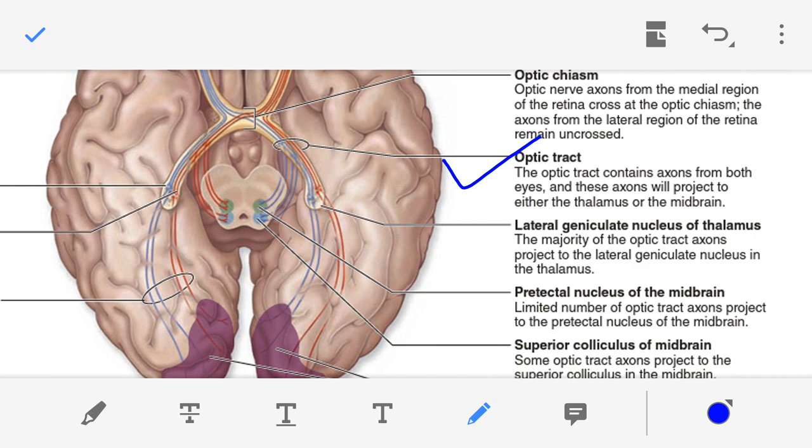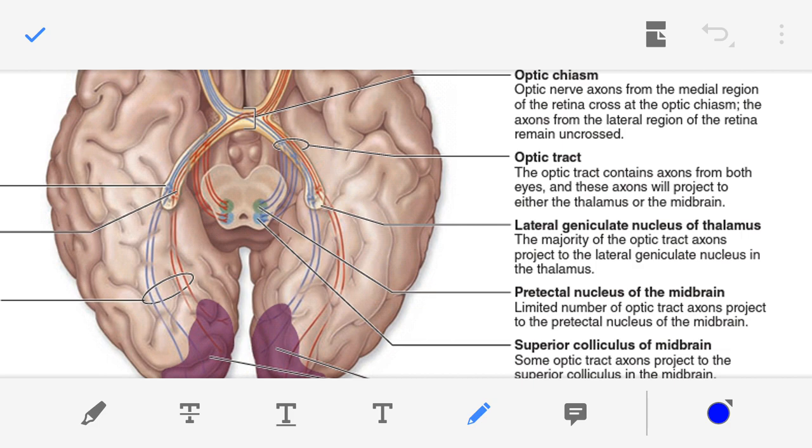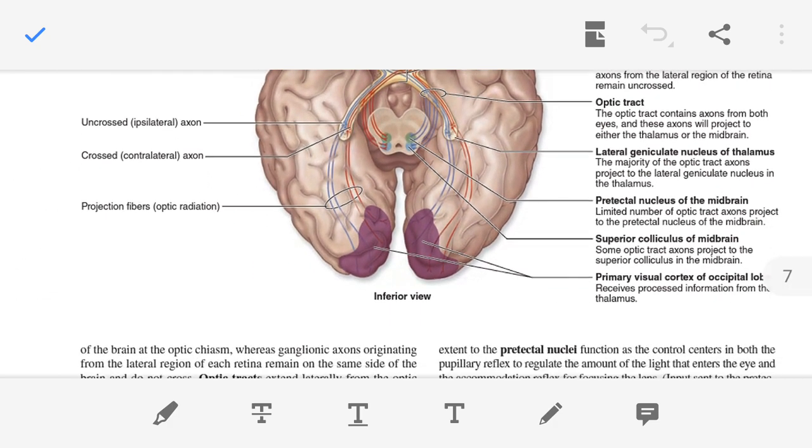Okay, now where are these optic tracts going? The optic tract contains axons from both eyes, because some axons have crossed, some axons haven't crossed. So the fibers of the tract project into the thalamus or they enter the midbrain. So optic tract fibers enter the thalamus or the midbrain.